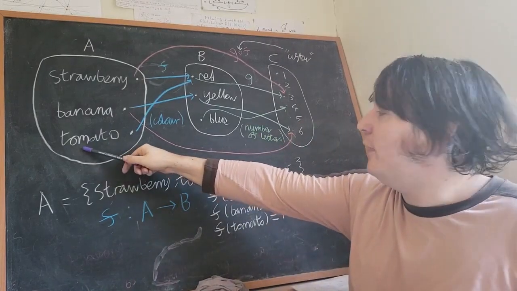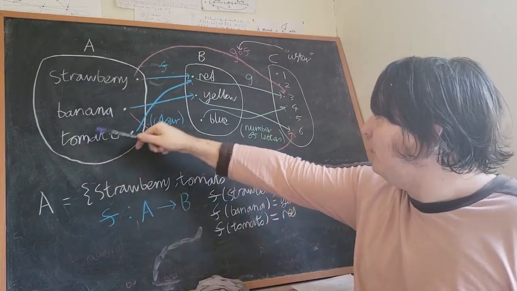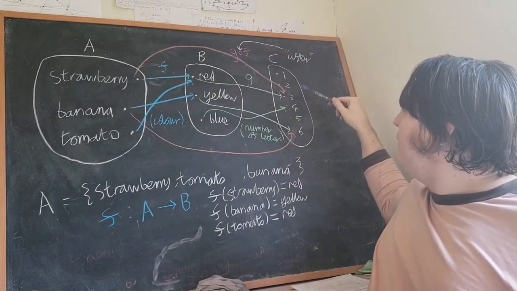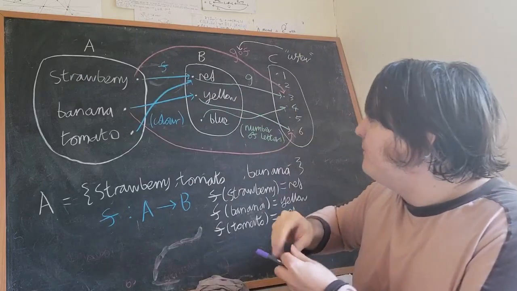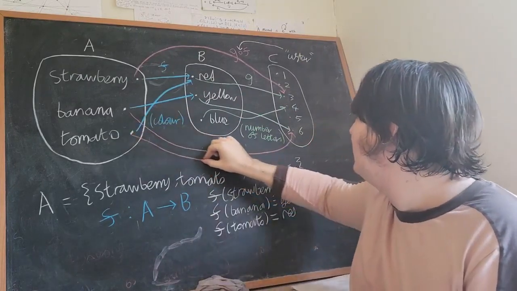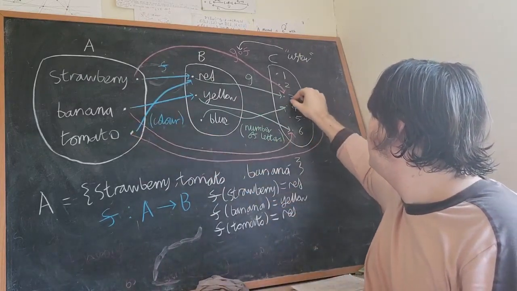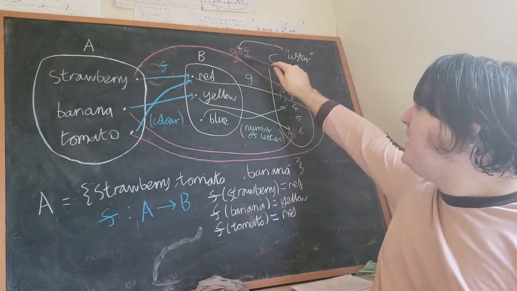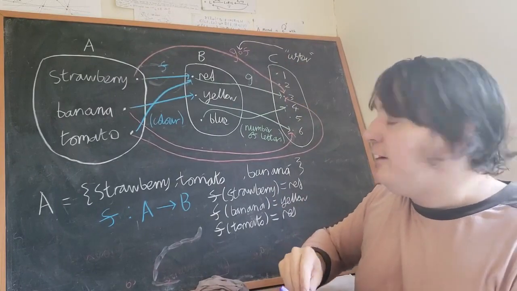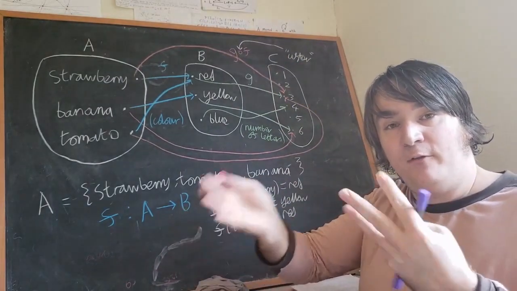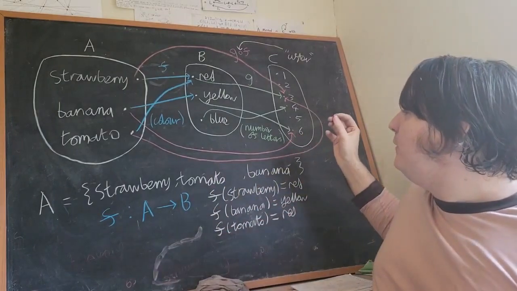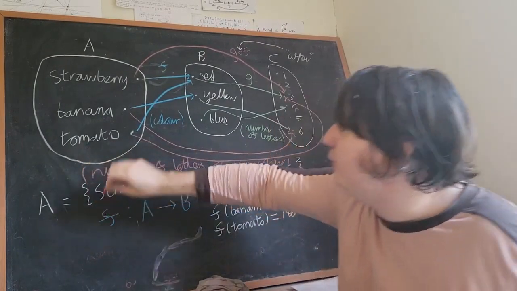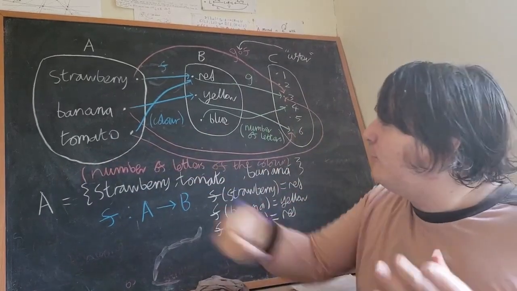How does it work on tomato? Well, tomato goes to red under f, and it goes to 3 under g. So this is the composition g after f. And if we want to give an intuitive interpretation of this, we can think that it's giving the number of letters of the colour of the fruit.